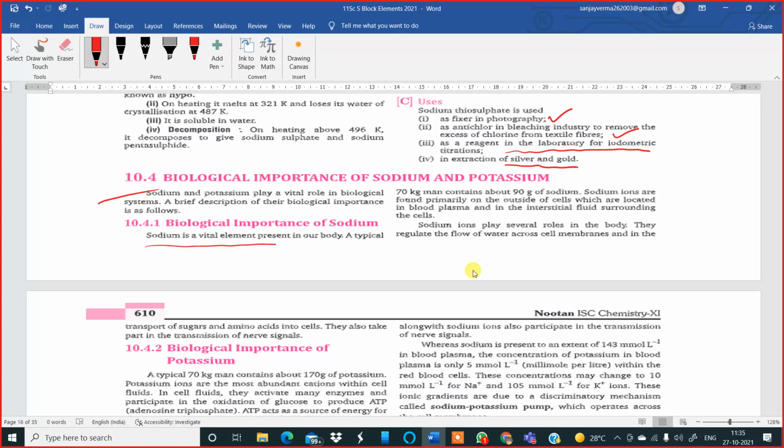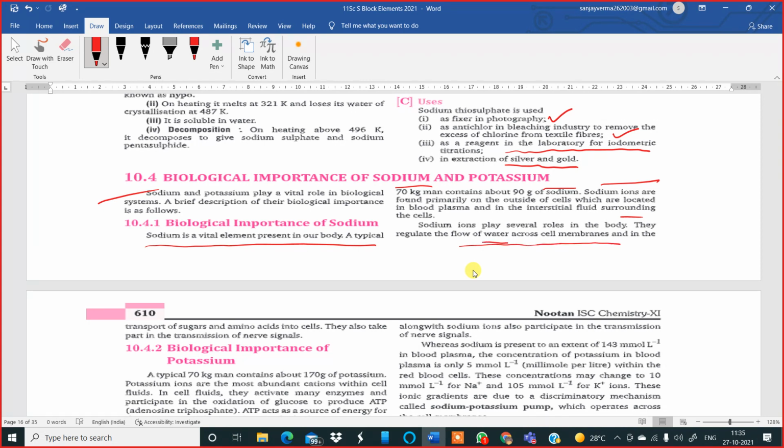Sodium is a vital element present in our body. A typical 70 kilo man contains 90 gram of sodium. Just imagine, if you are weighing 70 kg, your body should have 90 gram of sodium. Otherwise, you will be facing some deficiency diseases. Sodium ions are found primarily on the outside of cells, which are located in blood plasma and in the interstitial fluid surrounding the cells. Now, these sodium ions play a very important role in the body.